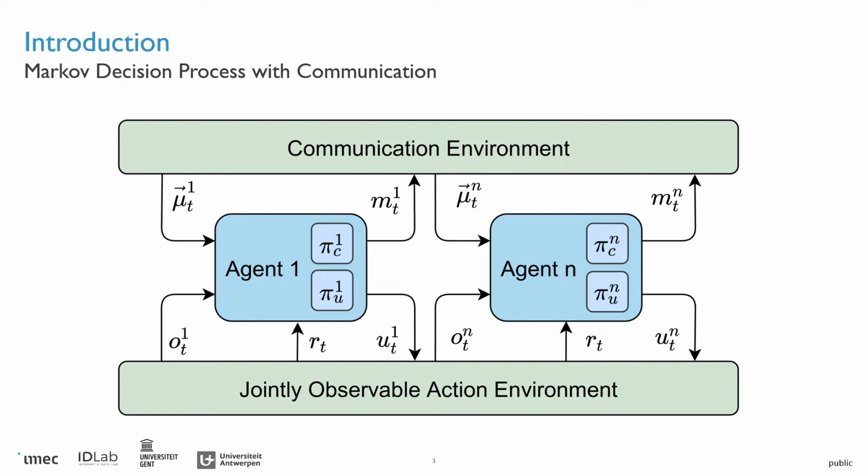On the other hand, in the communication environment, every agent will receive a batch of messages from the other agents and will be able to send a message itself towards the communication environment. The communication environment itself will define which messages will go towards which other agents. We can also see that the agent has two policies, a policy for the action environment and a policy for the communication environment. These policies are independently trained.